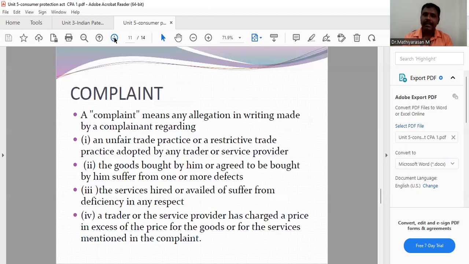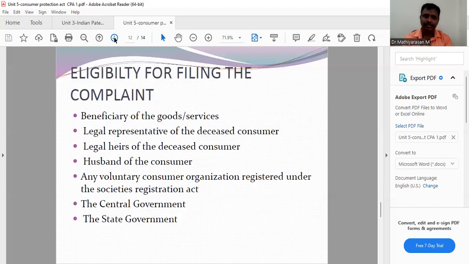A complaint means any allegation in writing made by a complainant regarding an unfair trade practice or restrictive trade practice adopted by any trader or service provider. The goods bought by him or agreed to be bought by him suffer from one or more defects. The services hired or availed of suffer from deficiency in any respect. A trader or the service provider has charged a price in excess of the price for the goods or for the services mentioned in the complaint.